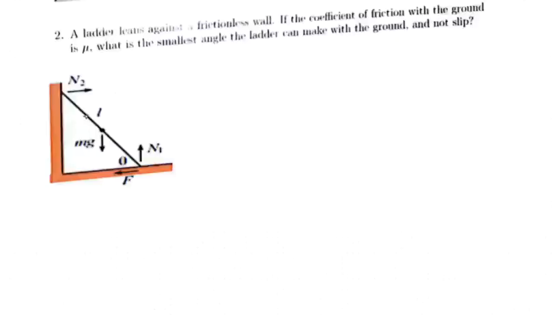This question says that a ladder is leaned against a frictionless wall. If the coefficient of friction with the ground is mu, what is the smallest angle that the ladder can make with the ground and not slip? So we should keep in mind this and not slip.